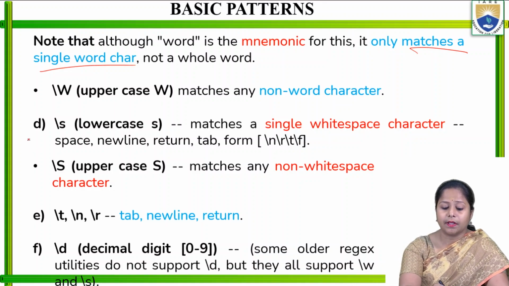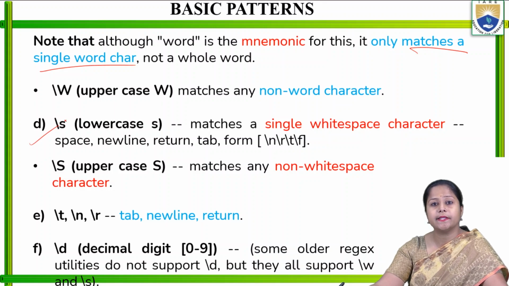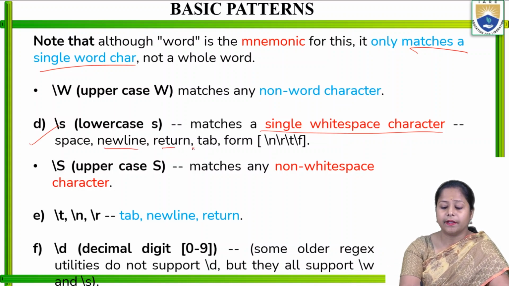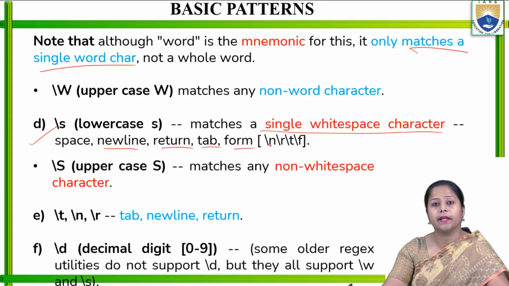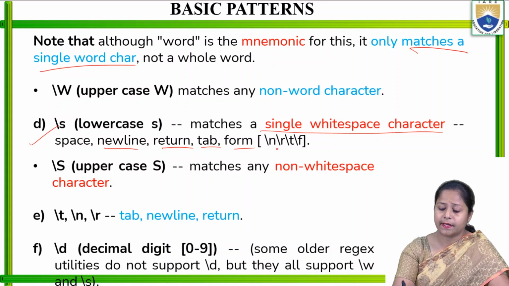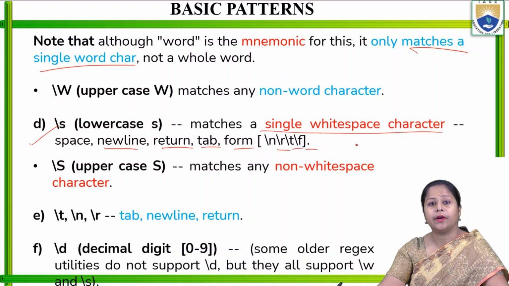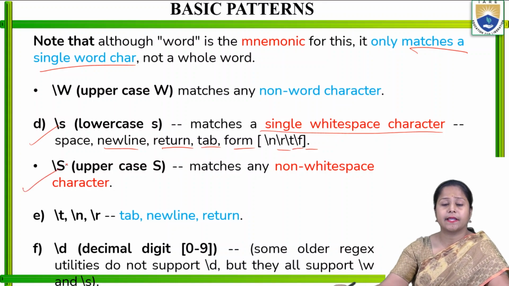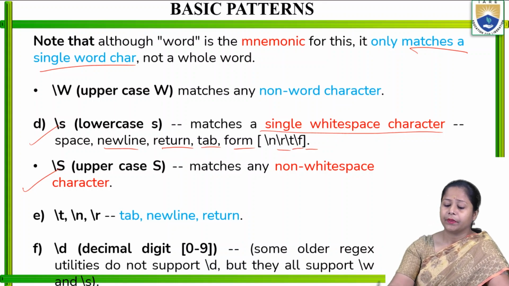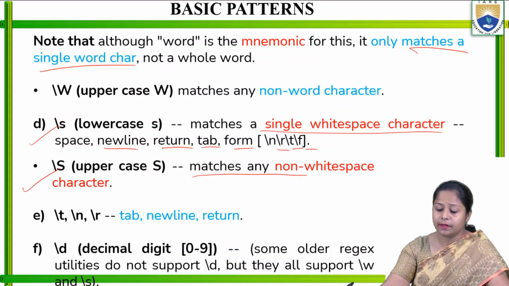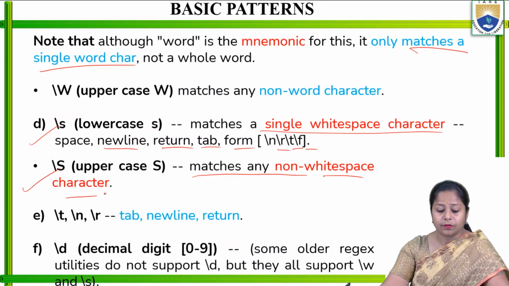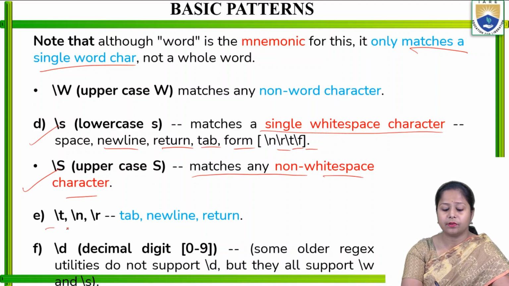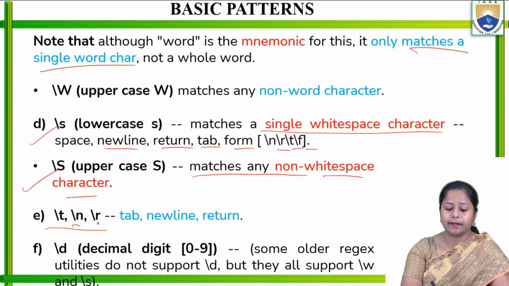Next is backslash s, lowercase s, which matches a single whitespace character, such as space, newline, return, tab, and form feed. So again we write \n, \r, \t, and \f accordingly in the pattern. The next pattern is backslash capital S, uppercase S, which matches any non-whitespace character. I have also mentioned there \t, \n, and \r.